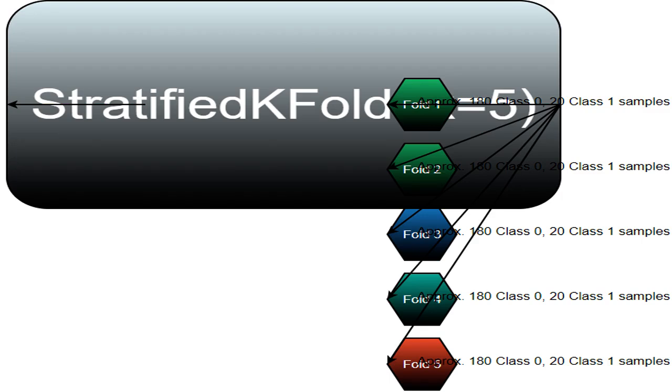I'll use StratifiedKFold cross-validation. StratifiedKFold is a technique where I split my dataset into 5 folds, ensuring each fold has roughly the same proportion of samples from each class, class 0 and class 1, as the original dataset. This addresses the class imbalance issue.